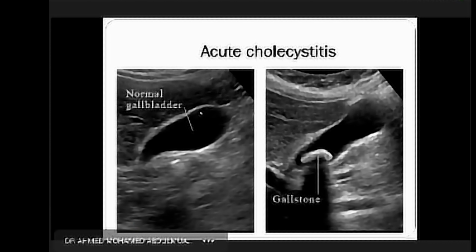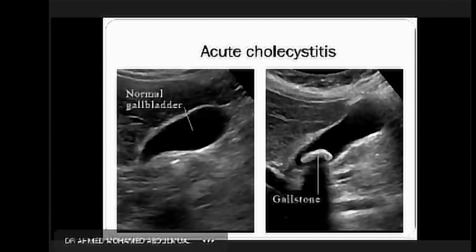So this is an example of a normal gallbladder with a normal wall and only bile density here. This is a normal gallbladder with normal wall and content. And this is an abnormal gallbladder with gallstones within it, with posterior shadowing. So this is acute cholecystitis, we can see it here.